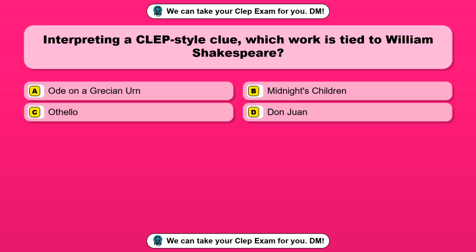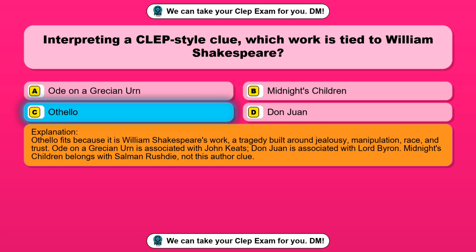Question 62. Interpreting a CLEP-style clue. Which work is tied to William Shakespeare? Option A. Ode on a Grecian Urn. Option B. Midnight's Children. Option C. Othello. Option D. Don Juan. The correct answer is option C. Othello. Othello fits because it is William Shakespeare's work, a tragedy built around jealousy, manipulation, race and trust.